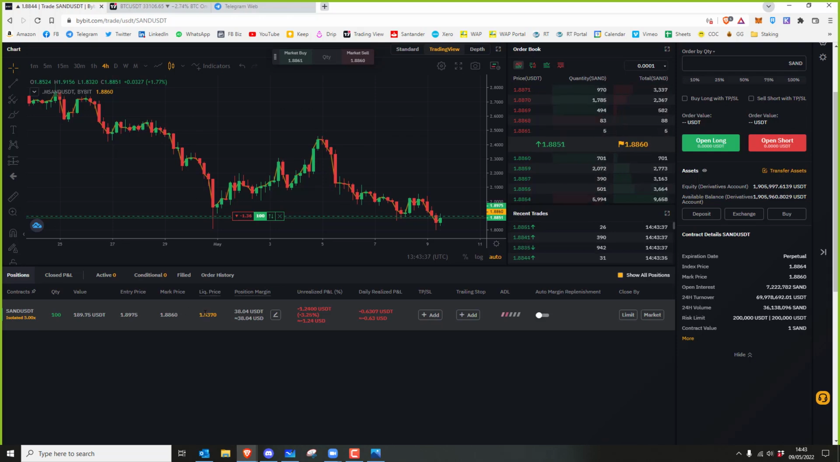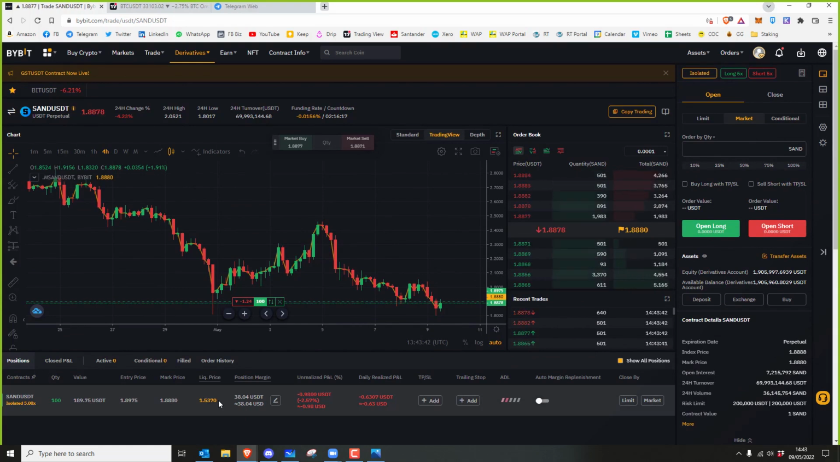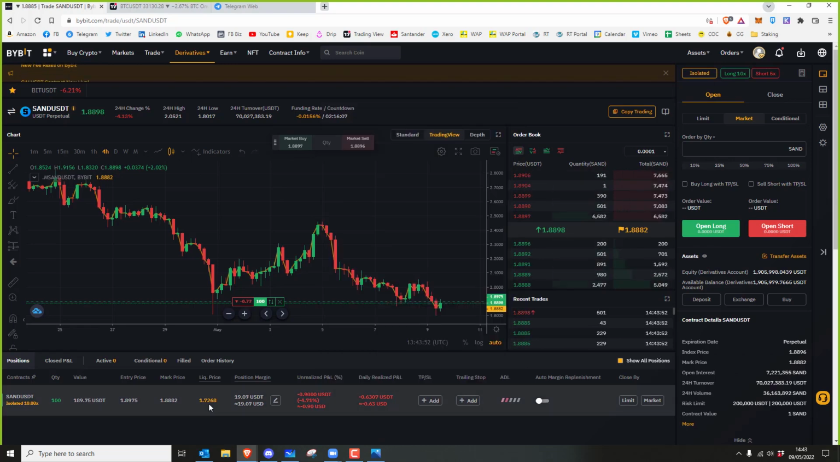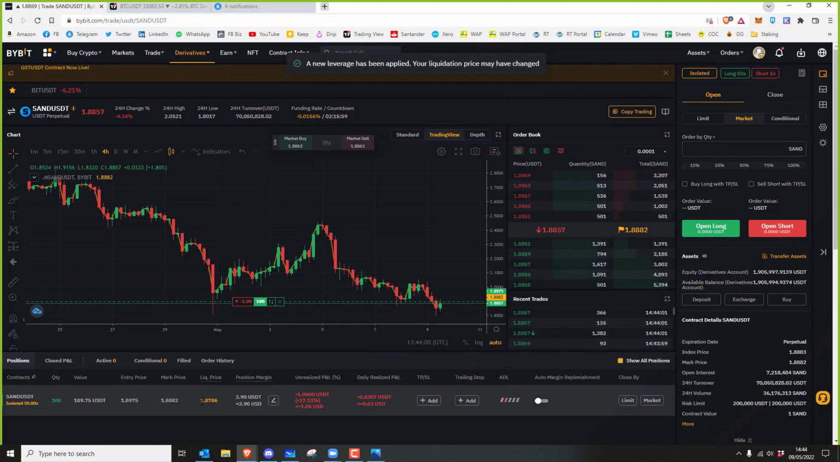Now the thing is, the higher the leverage you have, the less of a buffer you have with your liquidation price. So here at 5x, our liquidation price is at 1.570. If I then double this up to say 10x, it's now 1.72. If I now go to, screw it, 50x, it's now 1.87. It's pretty much right up to market. So look at the price.